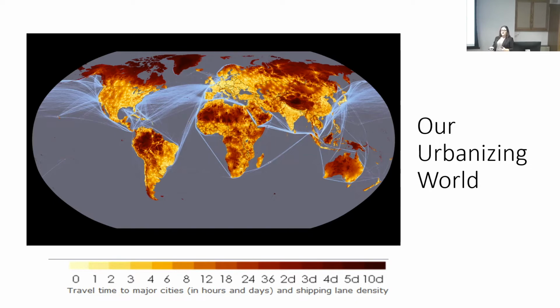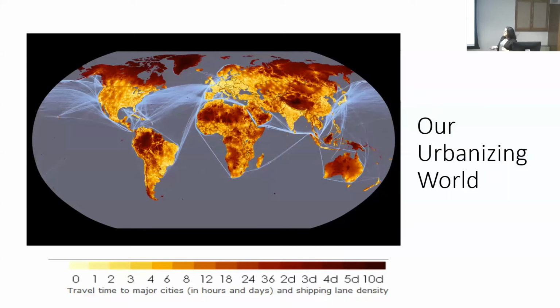Those numbers are rapidly increasing, and the urban area itself is increasing faster than the urban population. As the urban area and our populations increase, we also increase our global connectivity, how we're connected as a global society, and how ecology and organisms are connected across the world.